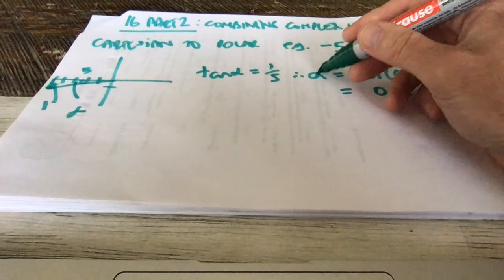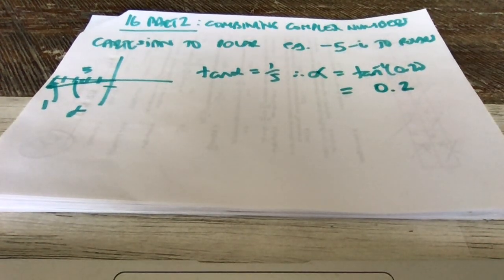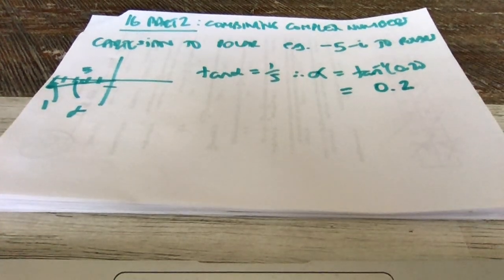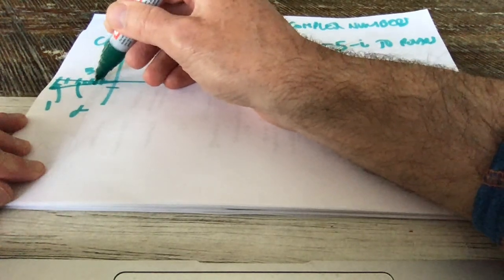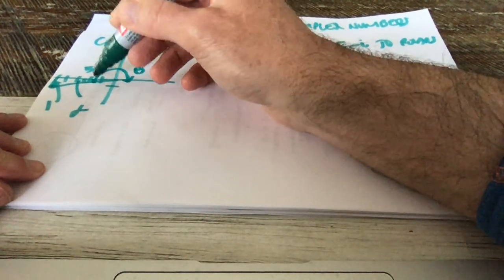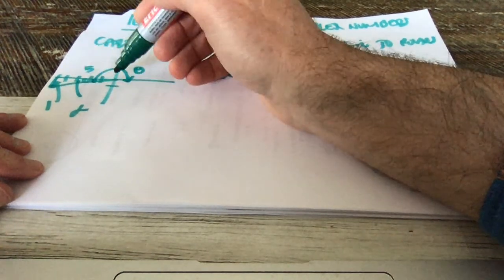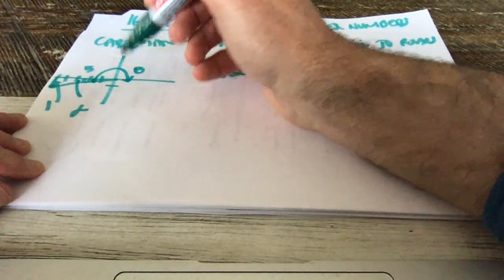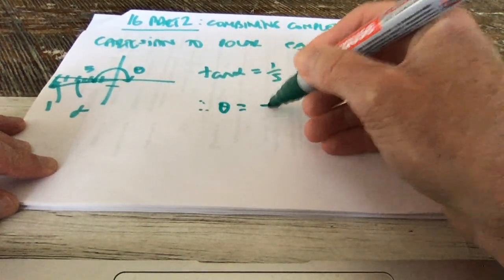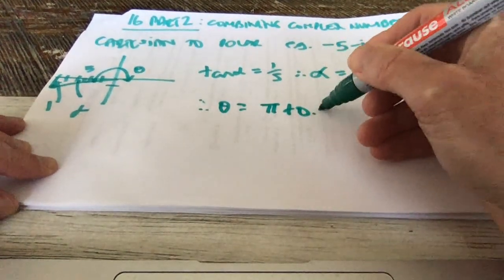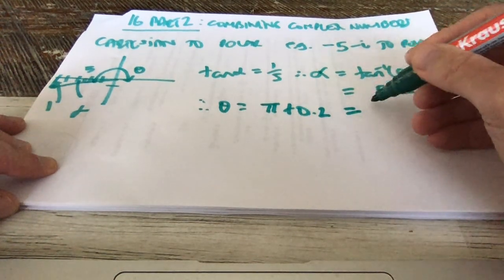How many decimal places you take is up to you, but I took 1 decimal place. I think when I got tan inverse of 0.2, I got 0.199 or something, so I'm going to take it down to 0.2. Then for theta, the argument of the complex number, don't forget to do this now, folks. The argument is the angle made by the line connecting the point to the origin and the positive direction of the real axis. So theta, which is what you want, the argument, is pi plus 0.2. And when I did that, I got 3.34.